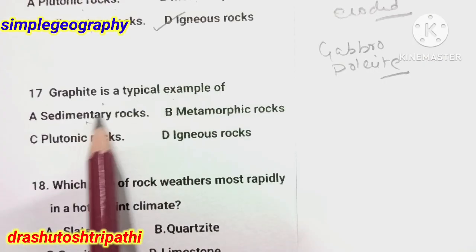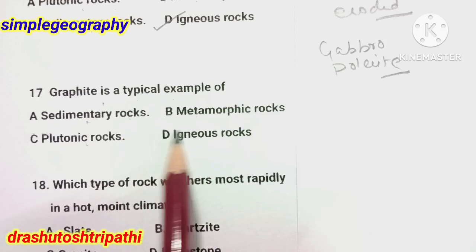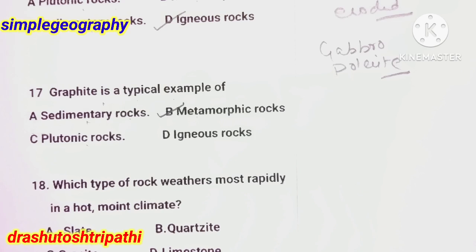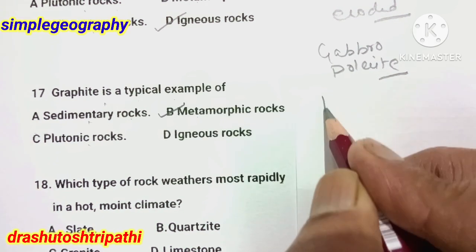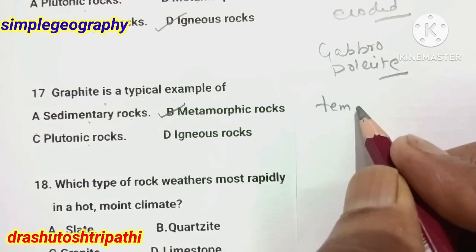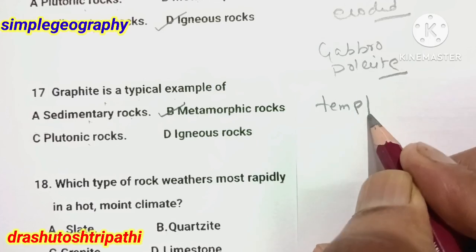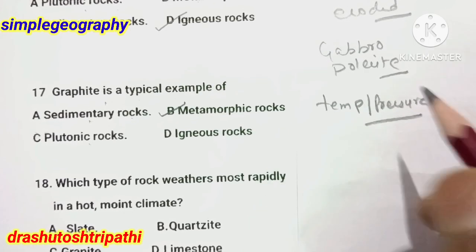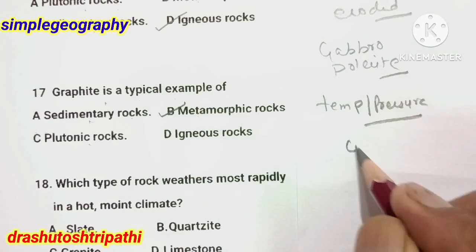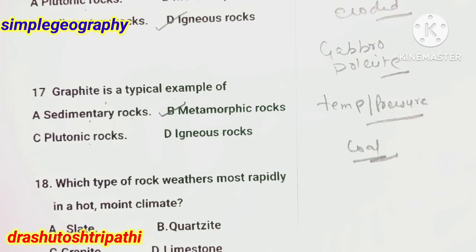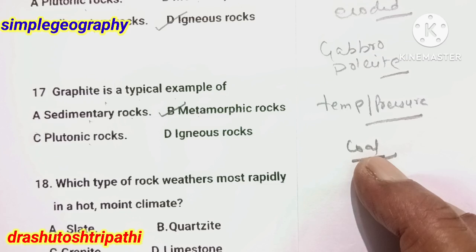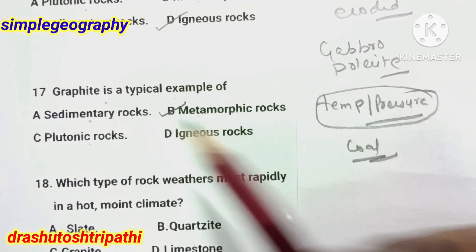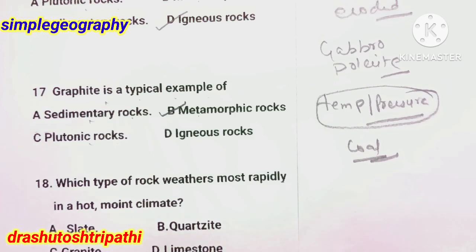Graphite is a typical example of sedimentary rock, metamorphic rock, plutonic rock, or igneous rock. The answer is B, metamorphic rock. What is metamorphic rock? The rock which changes its chemical composition and texture due to temperature and pressure. Graphite is formed from coal. Coal is a sedimentary rock which, under temperature and excessive pressure, forms into graphite. The answer B is correct.